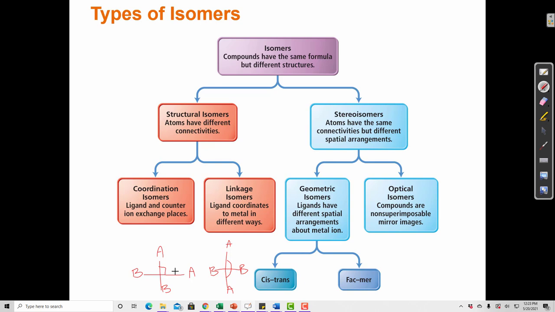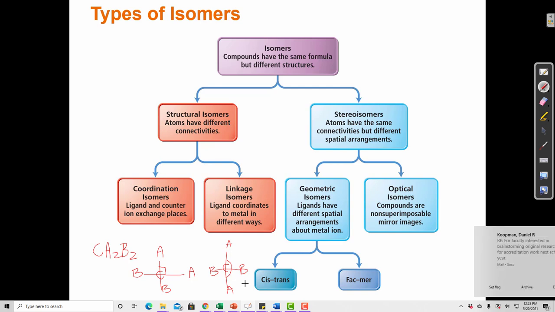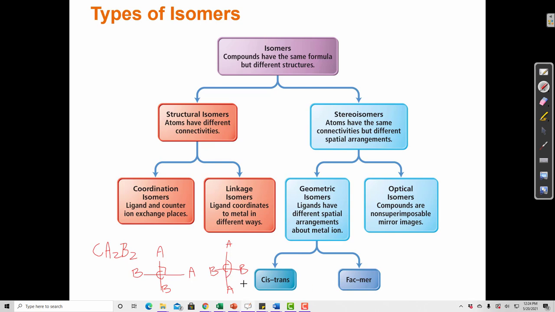If we give the central atom a letter, we'll call it C, then we would say that the formula of this compound here is CA2B2. And what is the formula for this compound here? Well, it's CA2B2. So it's the same formula for both compounds. But these are different compounds because here the A's are 90 degrees apart and here the A's are 180 degrees apart.